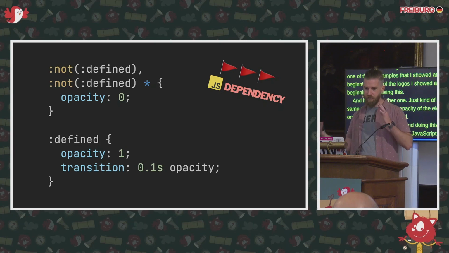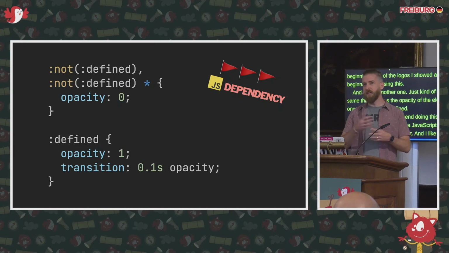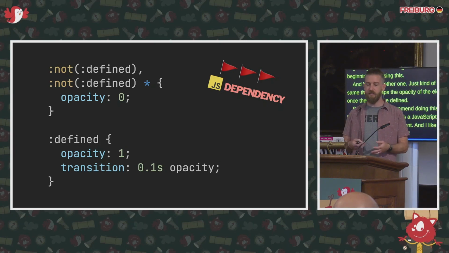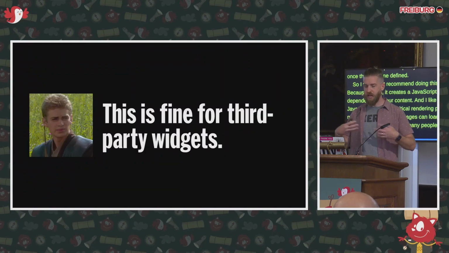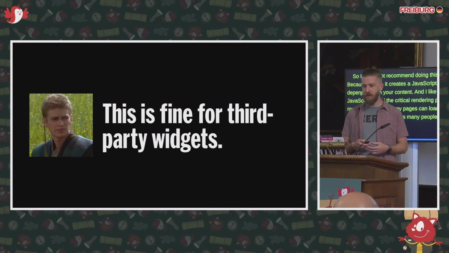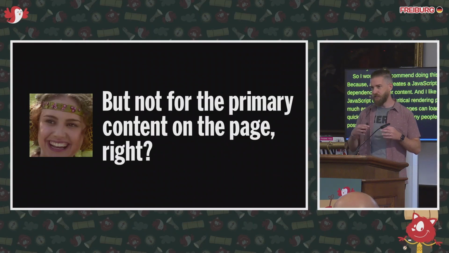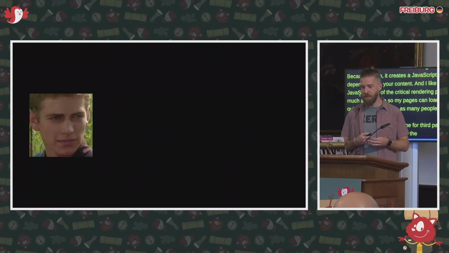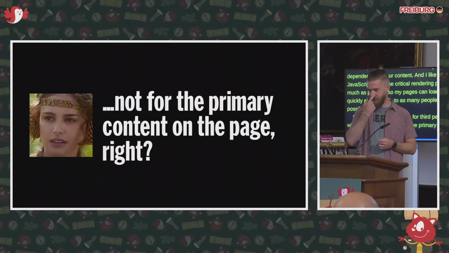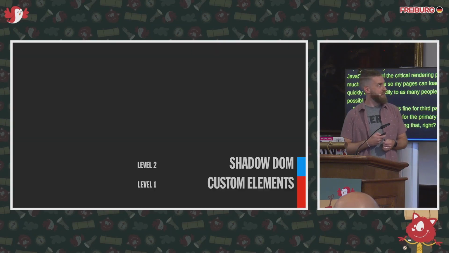And I like to get JavaScript out of the critical rendering path as much as possible so my pages can load as quickly and as speedily to as many people as possible. So Shadow DOM, it's fine for third-party widgets, but don't use it for the primary content on your page. You're not doing that, right?